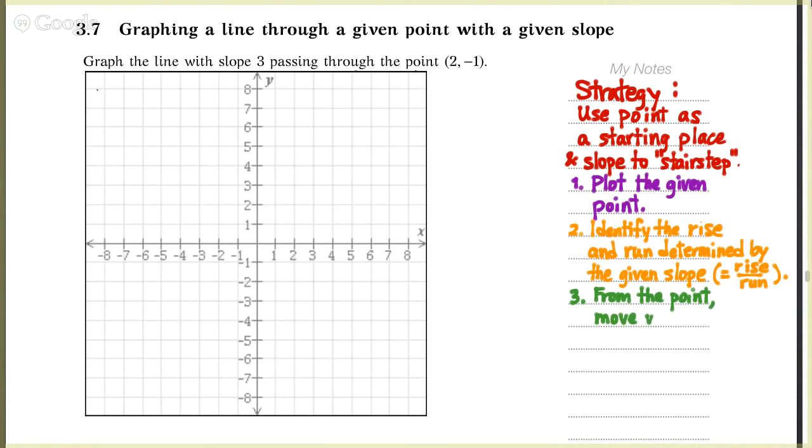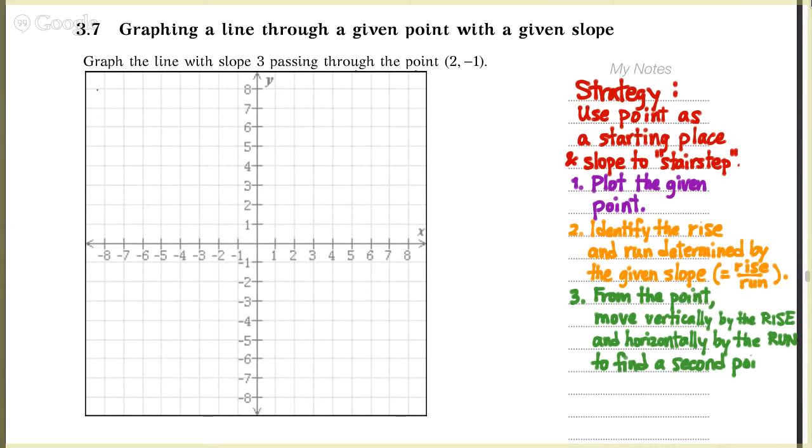And once we have identified a rise and a run that our slope is telling us about, we're going to, starting from our starting point again, move vertically by the amount which we call the rise, and horizontally by the amount which we call the run. After we've done that, we will end up at a second point on this line, from which all we have to do is connect the dots.